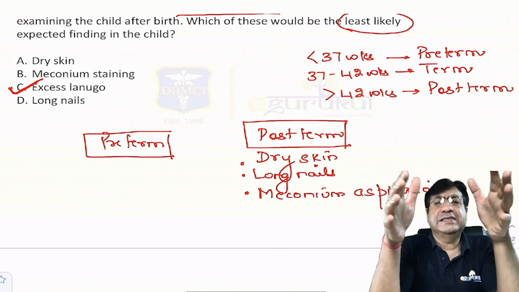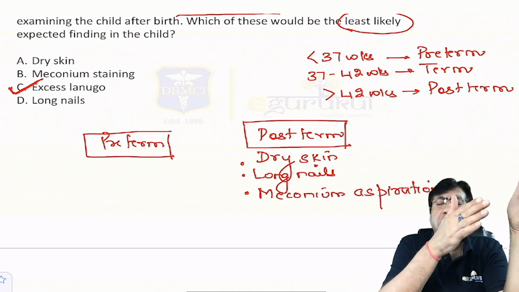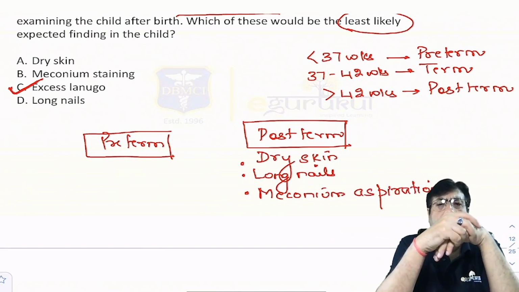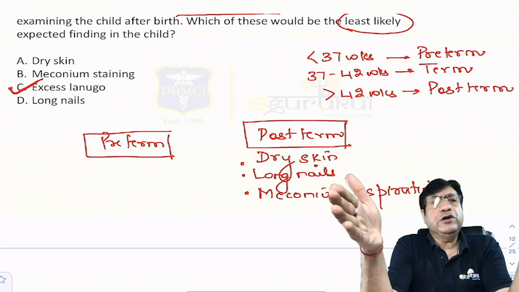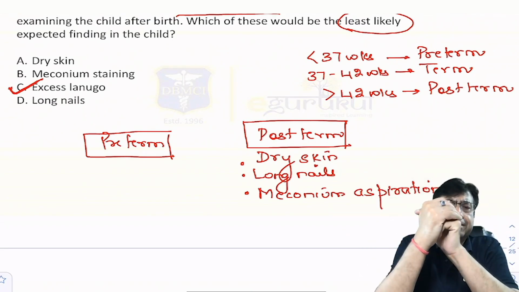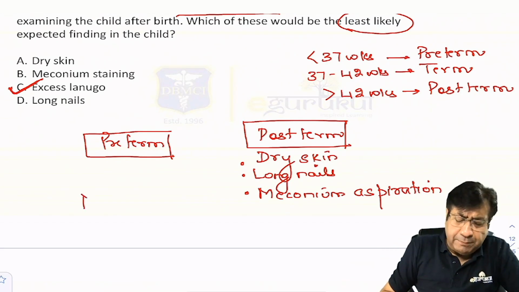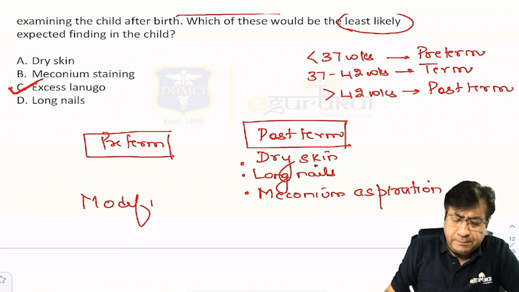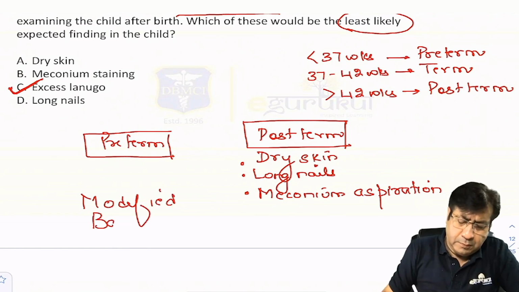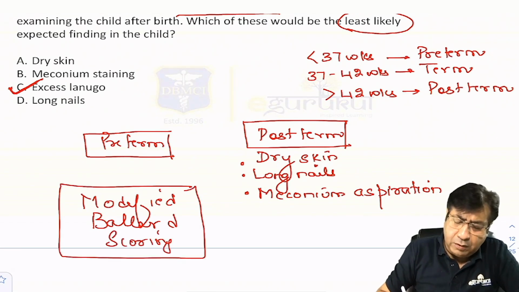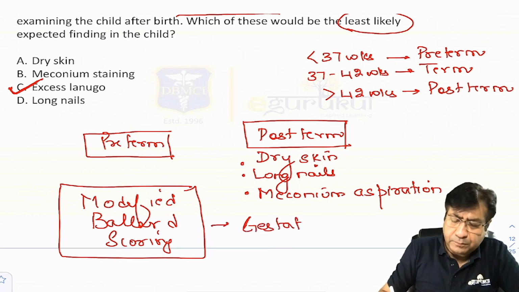So these are very salient differences which are seen in children who are born preterm and children who are born at term. 37 to 42 weeks is the term gestation child. Without going into details, there is a scoring system known as the modified Ballard scoring system, which is a very good scoring system that is used to ascertain the gestational maturity of a child.